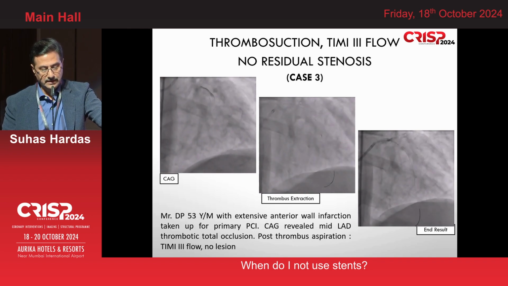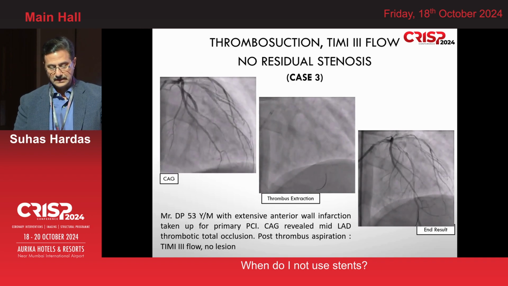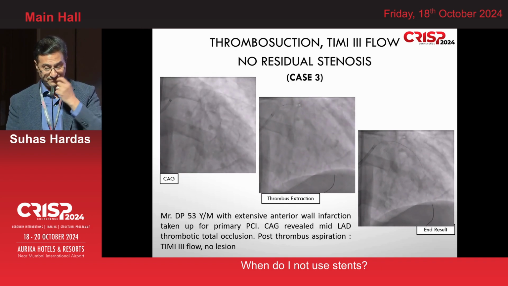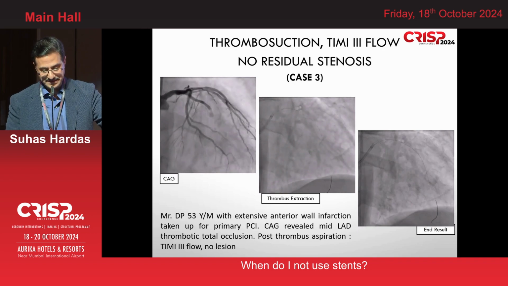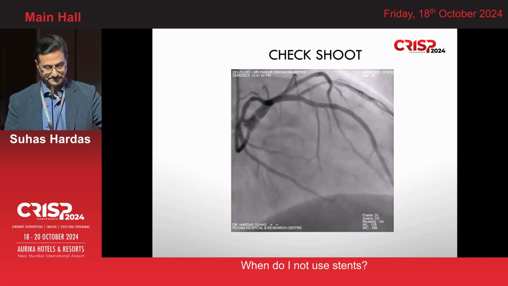Thrombosuction done in a patient with extensive anterior wall infarction leaves a clear vessel. There is no underlying lesion, but my fellow decided to apply the DCB, and the result is still holding pretty well after 3 years.